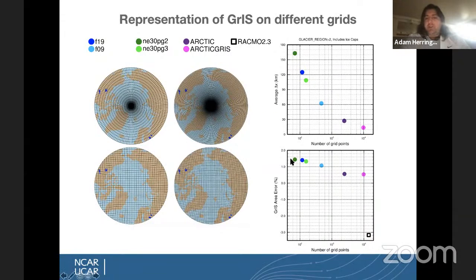So I just wanted to look at the surface mass balance integrated over the Greenland ice sheet area for all these different grids. And here I'm showing the area of the Greenland ice sheet, and it's represented as an error from the data set that you use to create the Greenland ice sheet ice mask.